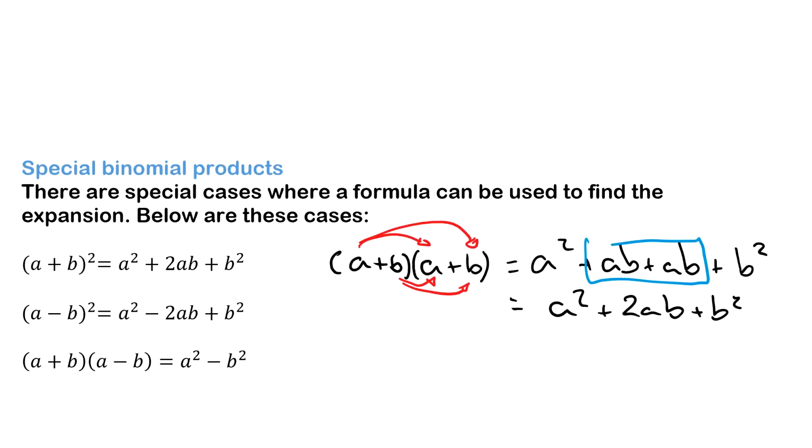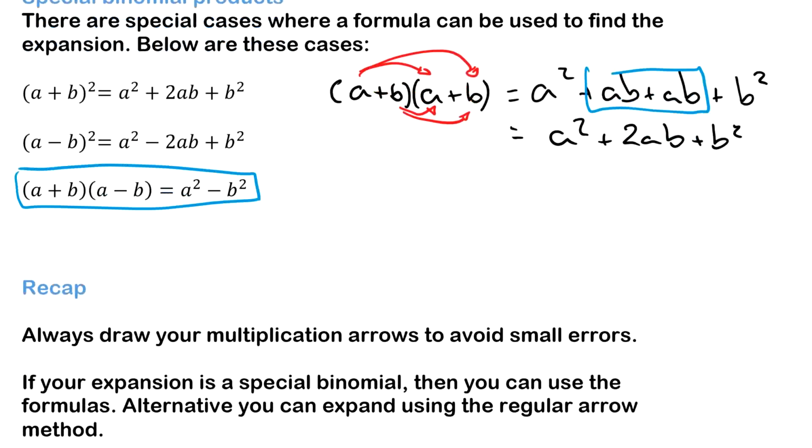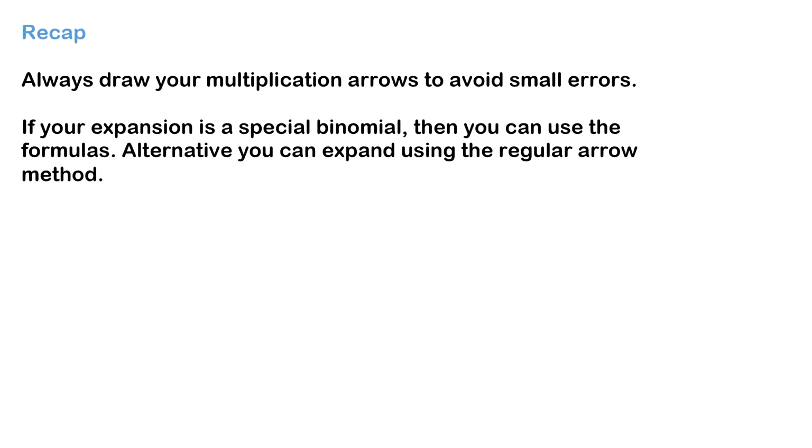One formula to note and remember is this one here. It's called the difference of two squares. It is commonly used and it's a good one to remember. So we'll do a recap. Remember, you should always draw your multiplication arrows to avoid small errors. You don't have to. If you think you can just go ahead and do it, that's fine. I just think it's a good idea so you avoid the small errors that sometimes can occur with surds. If your expansion is a special binomial, then you can use the formulas. Feel free if you can remember them. Alternatively, you can expand using the regular arrow method as I showed you previously.